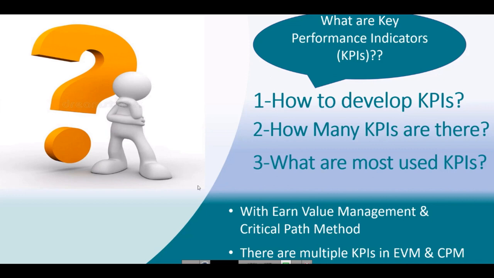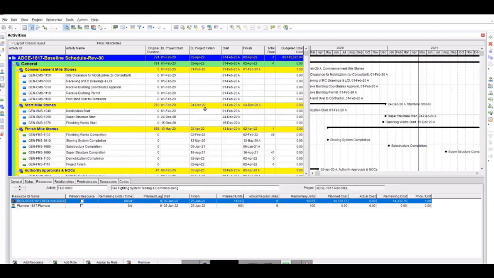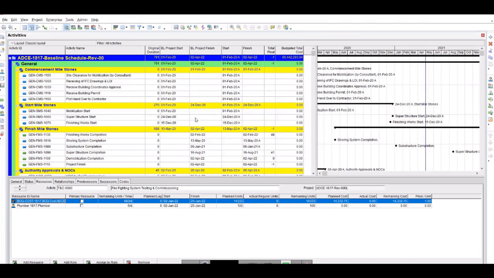Now I will go into P6 and explain a few things regarding earned value, how P6 calculates them. So we are here in P6. Now we will navigate how P6 works with earned value and how earned value is calculated inside P6.